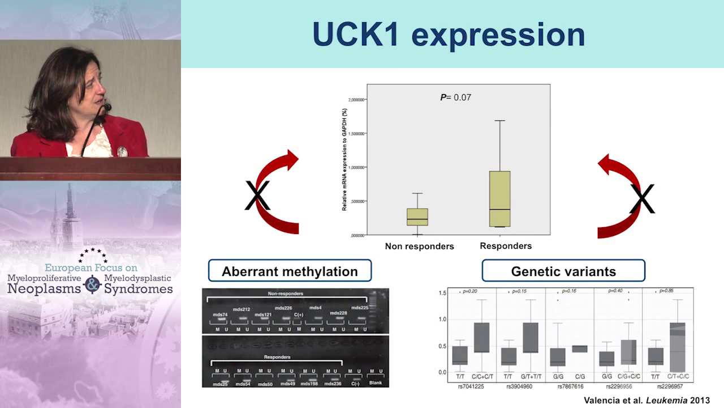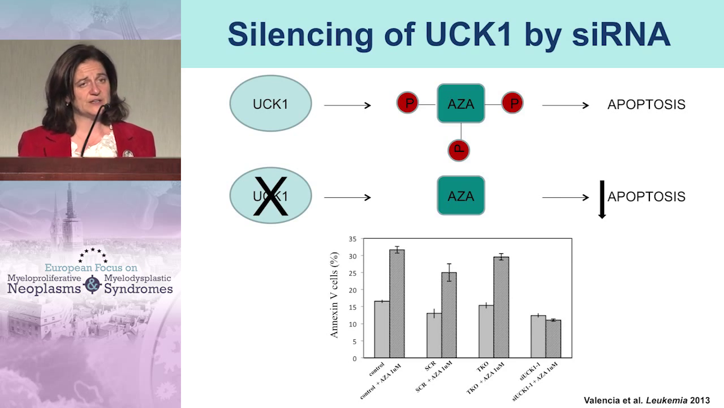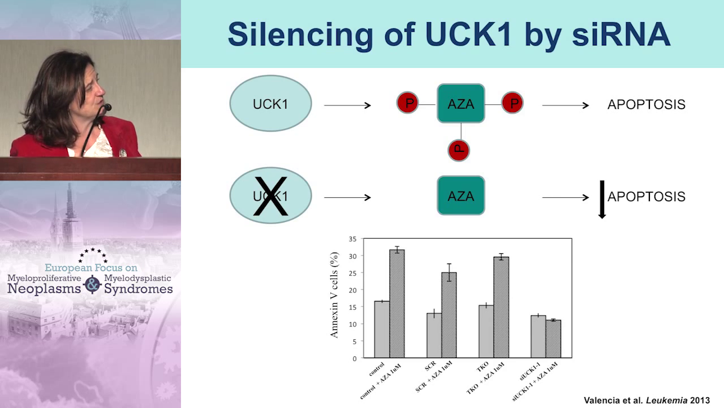So this is how they had expression, but this was not regulated by aberrant methylation. There were no polymorphisms that we could detect. So we are busy now trying to understand how we regulate UCK1.